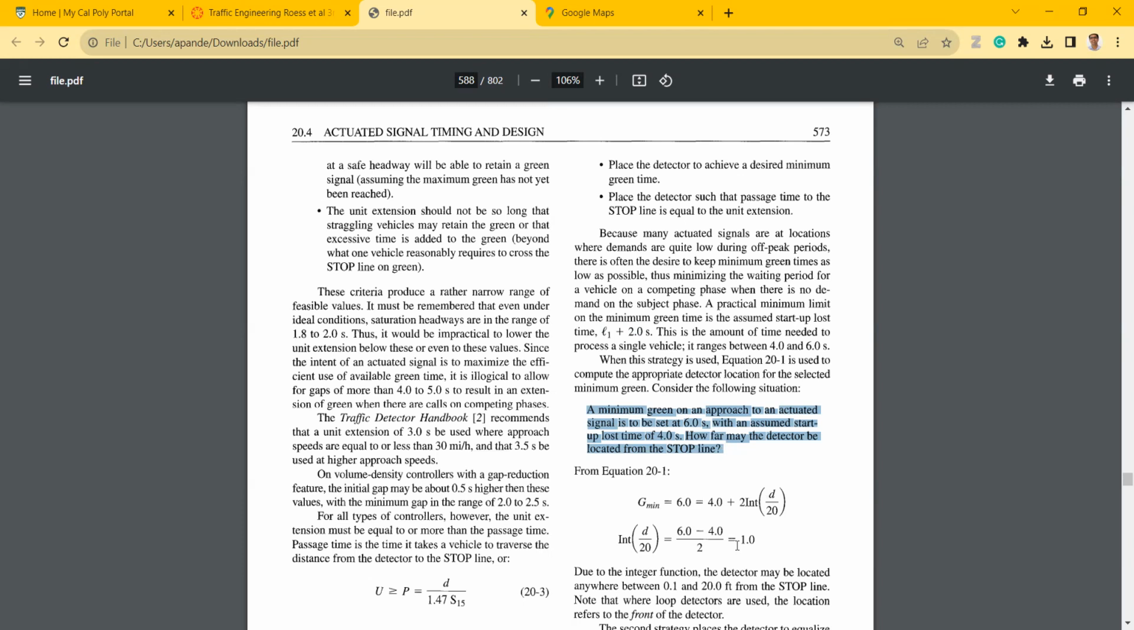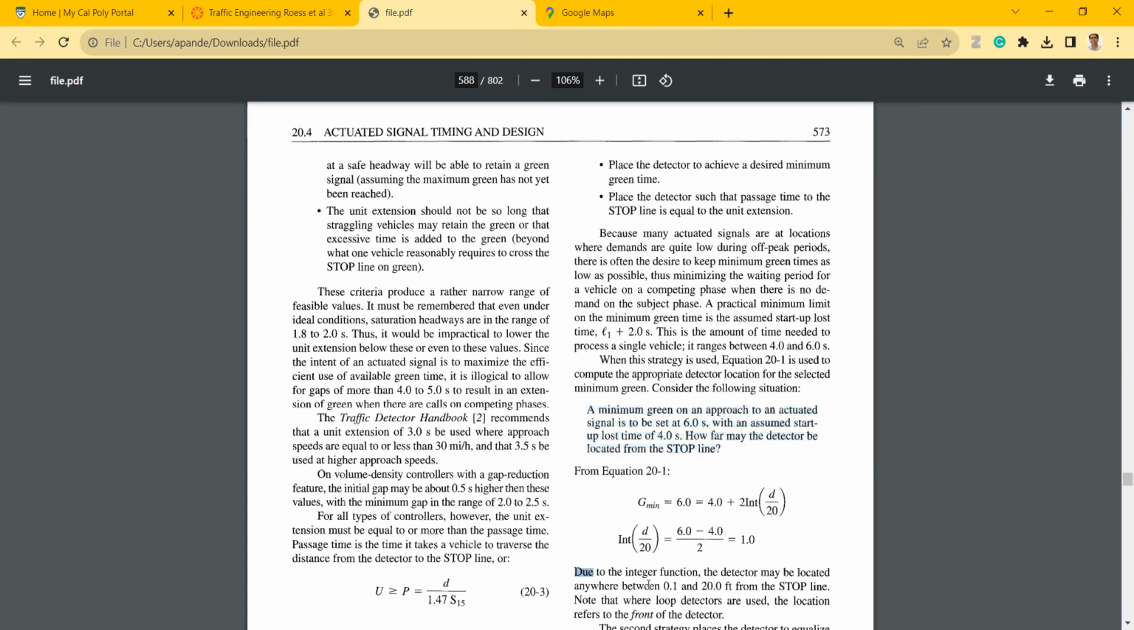That gives you any value between 0.1 feet to 20 feet. And again, if you use 25 feet here, then it gives you any value between right at the stop line all the way back to 25 feet. You will still be able to meet your minimum green time requirement of 6 seconds.